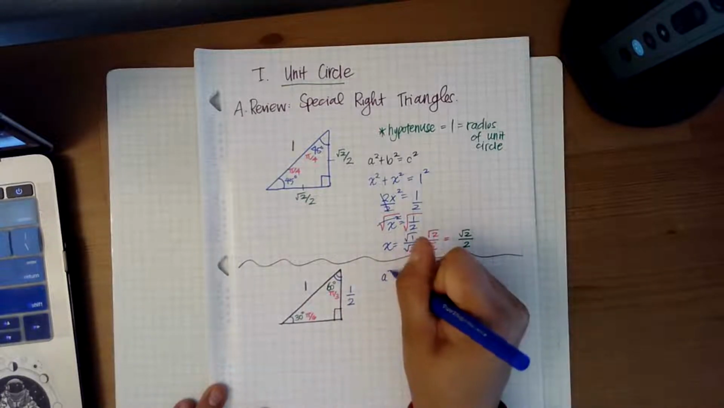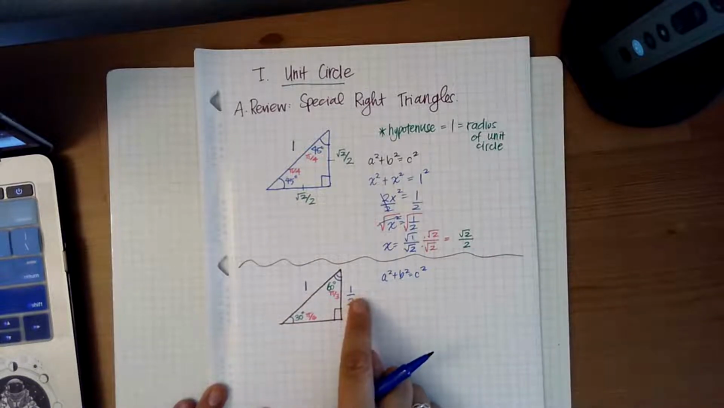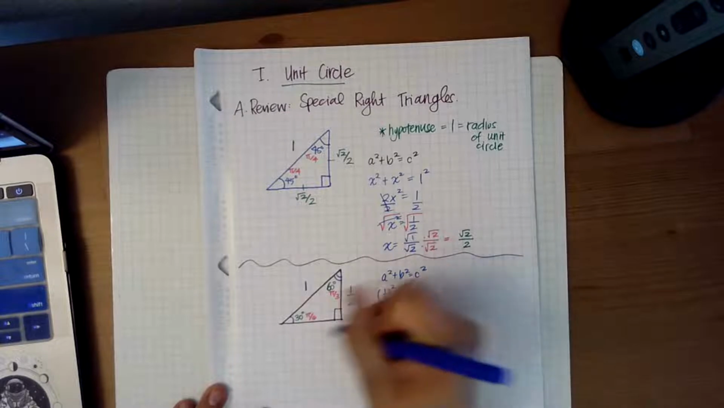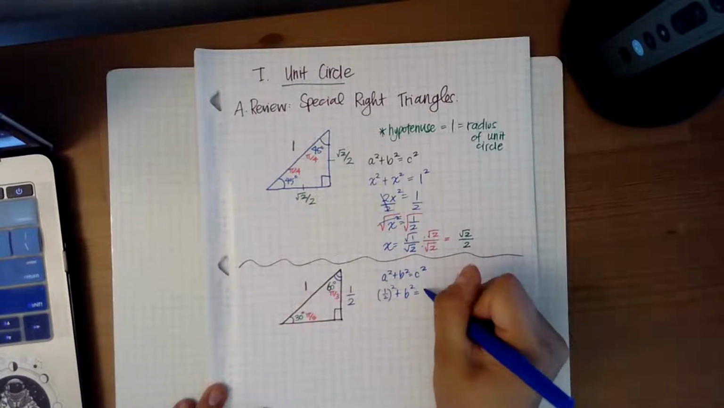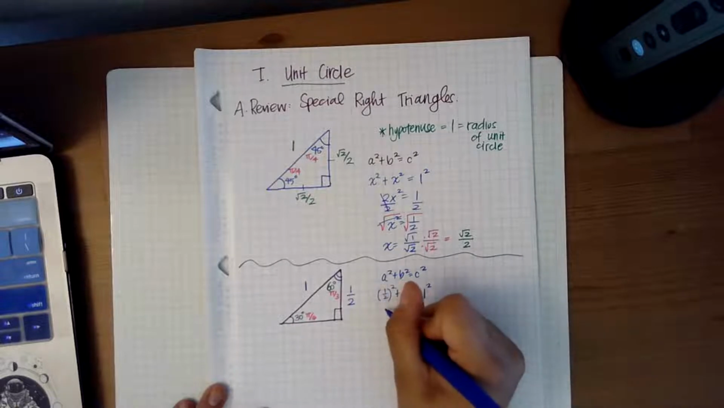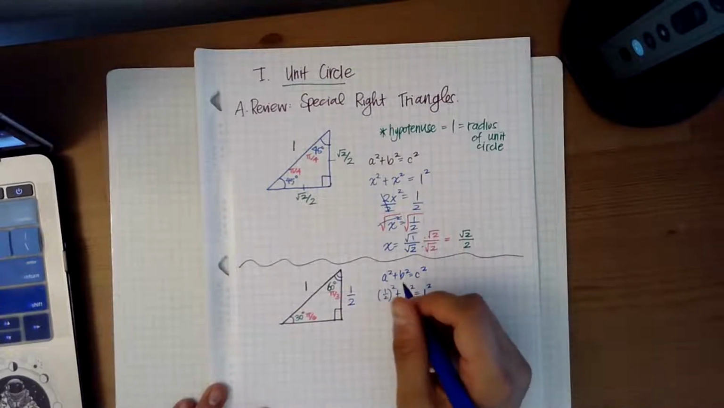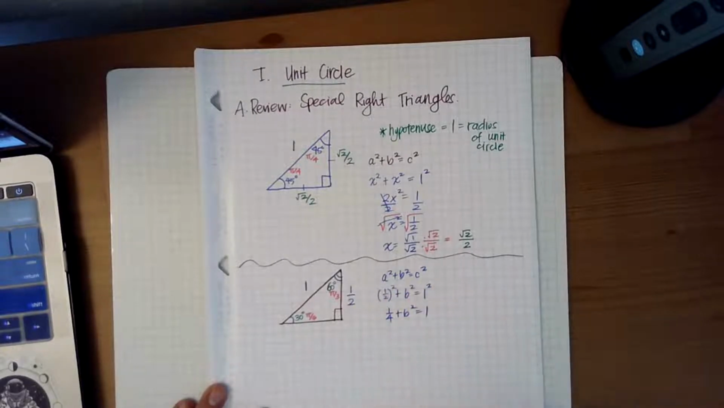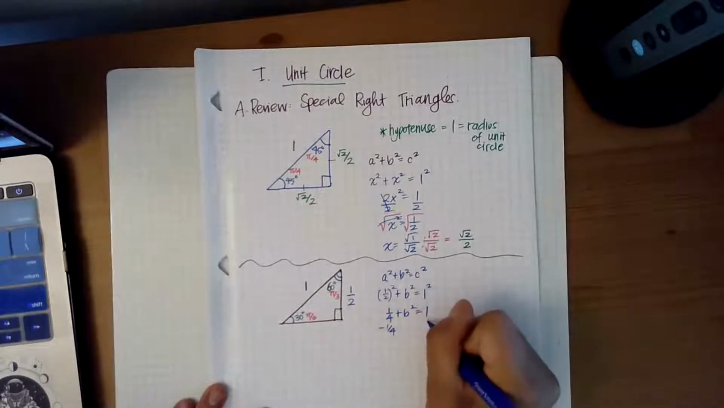So a squared plus b squared equals c squared. I'm going to use a as one of the legs I already know, so I'm going to say (1/2) squared. I don't know what b is, so I'm going to leave it as b squared. And I know that my c is my hypotenuse, which is 1 squared. So (1/2) squared is 1/2 times 1/2, which is top times top, bottom times bottom, giving me 1/4 plus b squared equals 1. Now I subtract 1/4 to the other side.